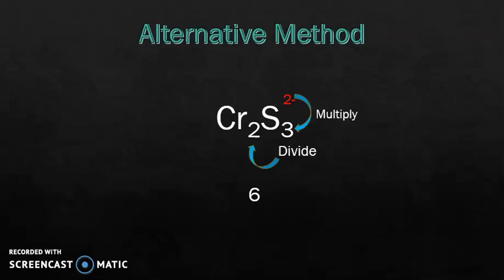Then divide out the subscript for the chromium. 6 divided by 2 is 3. So 3 must have been the charge of the chromium. Now I can translate this into a name. So 3 as a Roman numeral is just 3 little lines. In front of it, I can say chromium, and behind it, I can say sulfide.